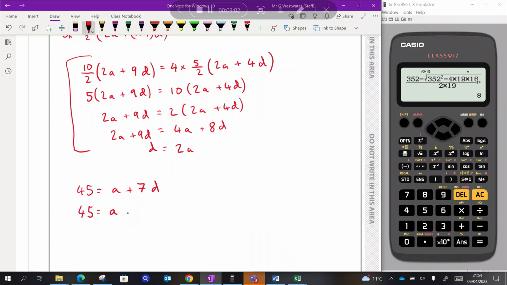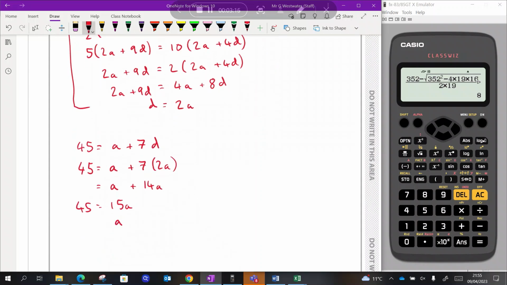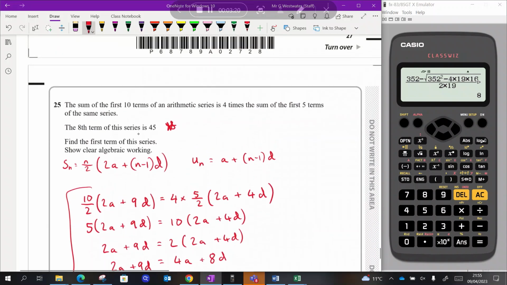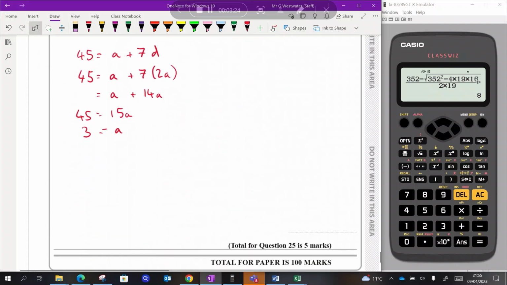Okay, now if d is 2a, I can now substitute this in to solve these simultaneous equations. So 45 equals a plus 7 times 2a. So this will equal a plus 14a. So 15a equals 45, and therefore a equals 3. And that's all this question was asking us for. Find the first term of this series. So a equals 3. Job done.